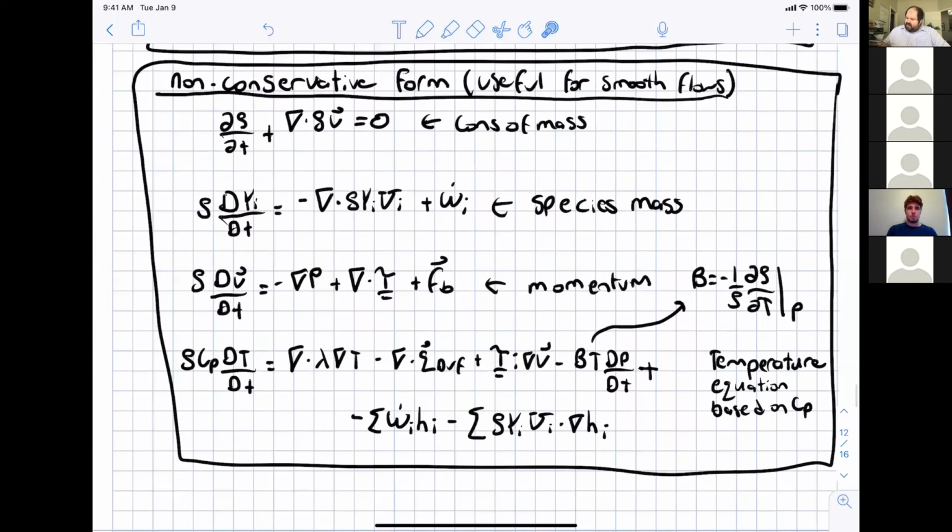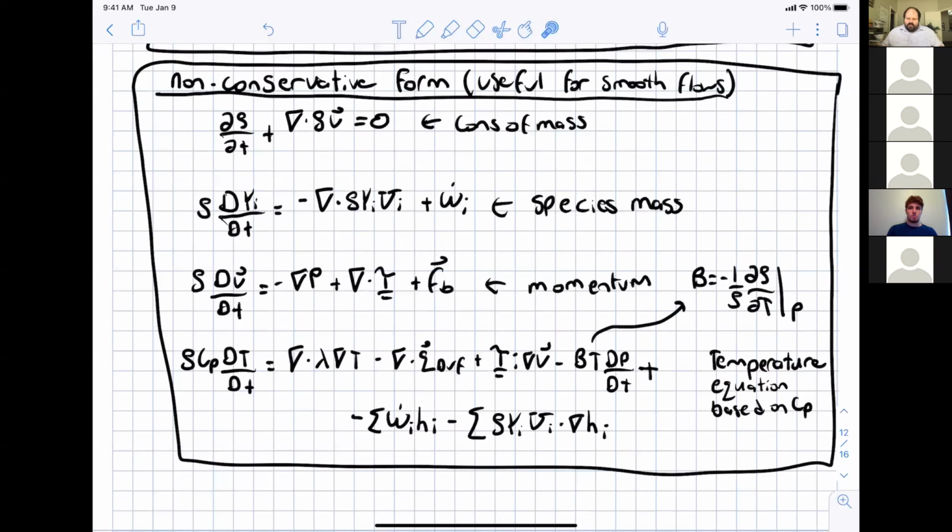Okay, and so, yeah, you just need to look out for that. And that's why, when you solve, if you have a detonation or something like that which has a massive shock wave, or if you're modeling a scramjet or solid fuel ramjet, they tend to solve the equations in this form right here.